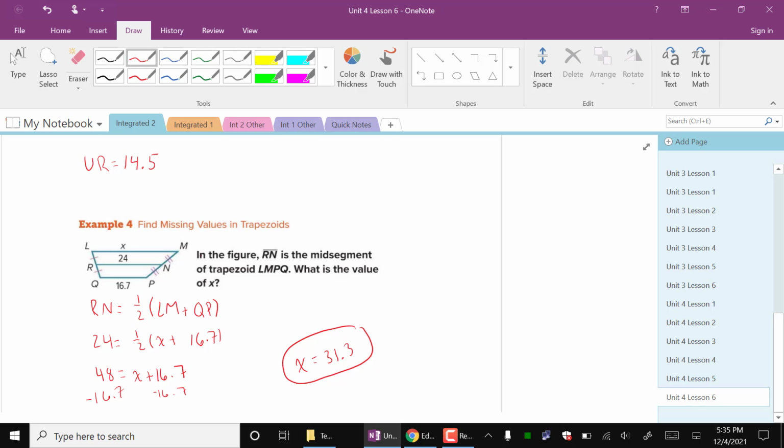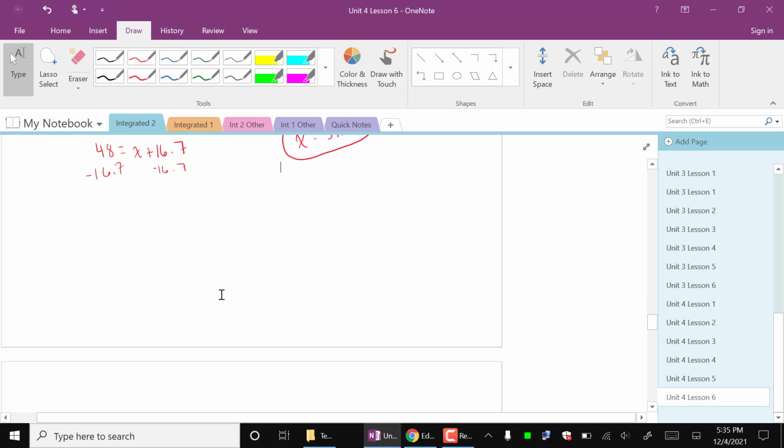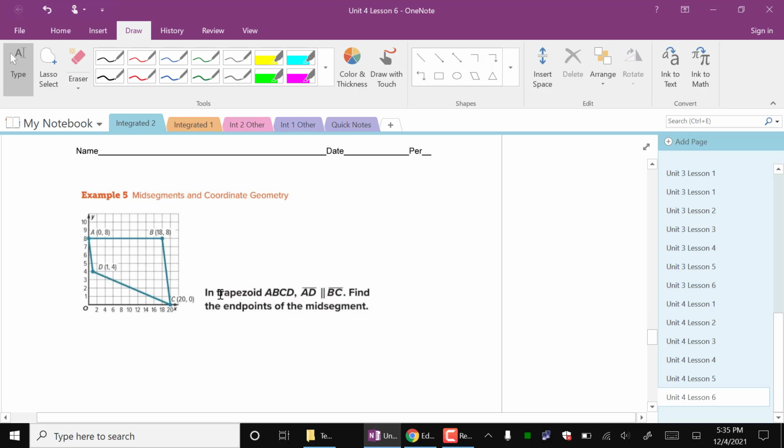Let's take a look at the last example that we're going to do for today. Hold on to these notes because we're going to come back to them for day 2. The last one that we're going to deal with today is example 5. In trapezoid ABCD, AD is parallel to BC. So it tells us right off the bat that AD is parallel to BC. So this is parallel to this. Find the endpoints of the mid-segment. So we want to find midpoints here.